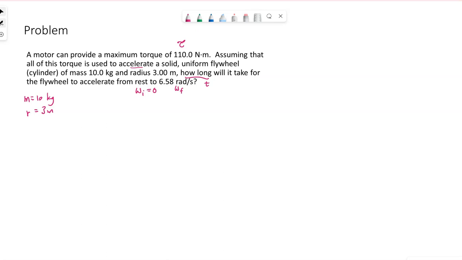All right, so torque related to motion takes us back to Newton's second law. The net torque on this flywheel will equal the moment of inertia of the flywheel times its angular acceleration. They've given us the torque. We can assume that is the net torque because there's no other forces mentioned.